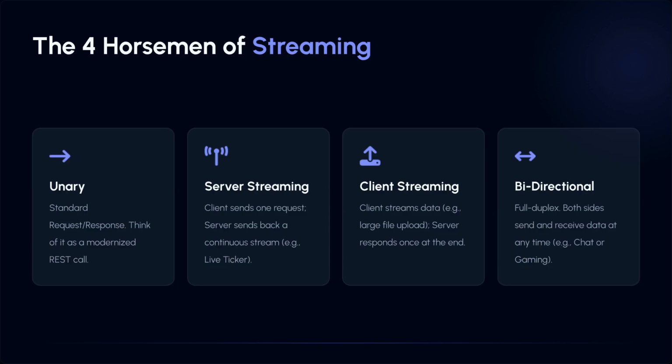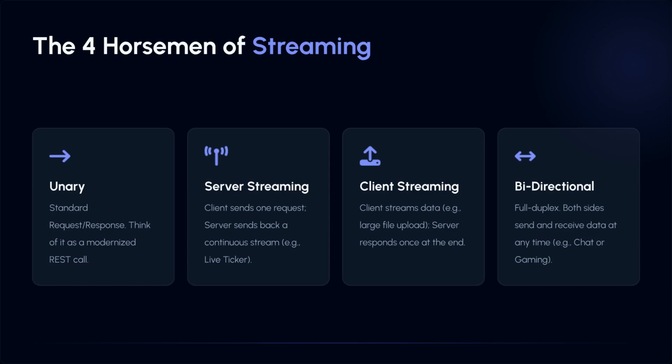One of the biggest advantages of gRPC is streaming. REST is mostly request response, but gRPC gives you 4 communication patterns. Unary RPC. This is the simplest one. Client sends 1 request, server sends 1 response. Think of it as a modern REST call. Server streaming. The client sends a request once. The server continuously sends updates. Imagine a stock market ticker or live sports scores. 1 request, many responses.